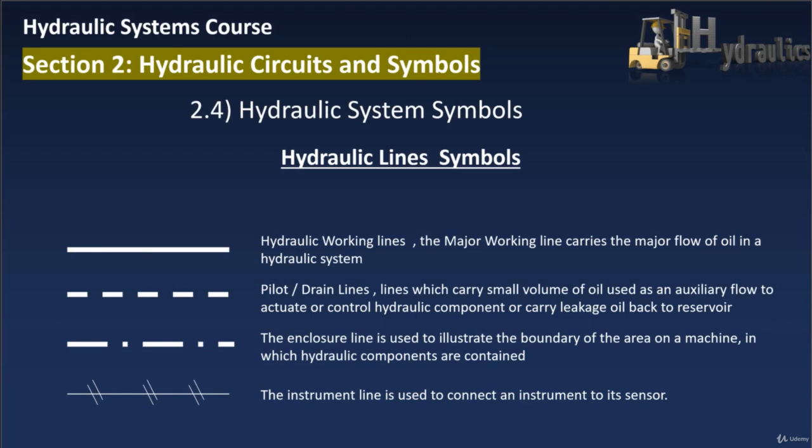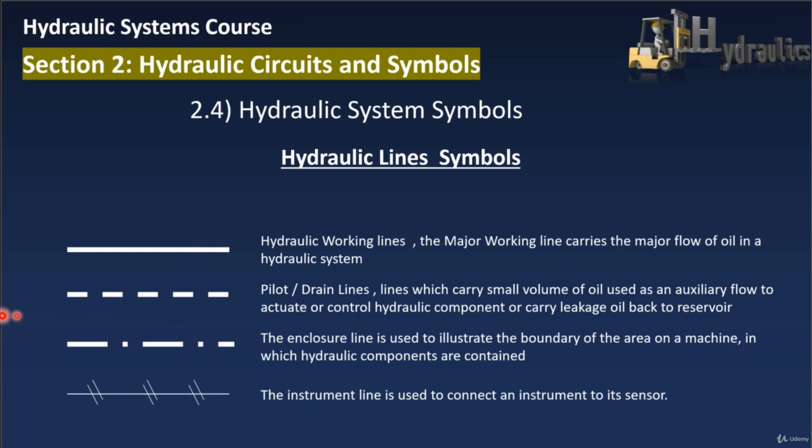For hydraulic line symbols, we have four common symbols presented here, where the first, the solid line, is a hydraulic working line carrying hydraulic oil. The major working lines carry the major flow of oil in a hydraulic system.